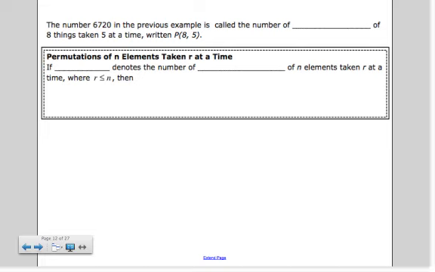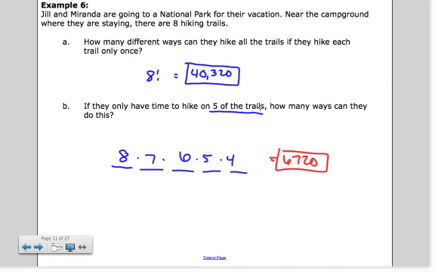Well, the number 6,720 in the previous example is called the number of permutations of 8 things taken 5 at a time. And we can write it as P of 8, 5. So P of n, r denotes the number of permutations of n elements taken r at a time, where r is smaller than n, because you can only take r elements, like here in the previous example, we took 5 trails out of the 8.